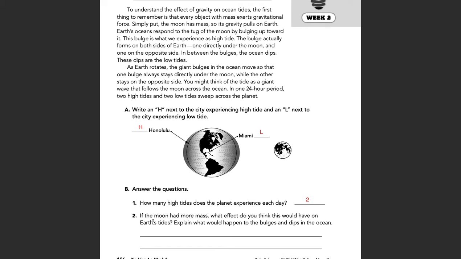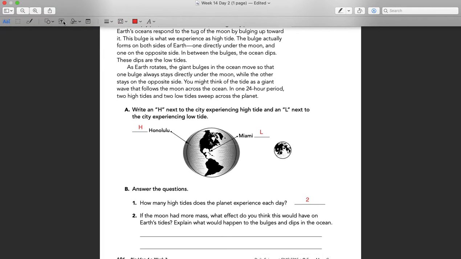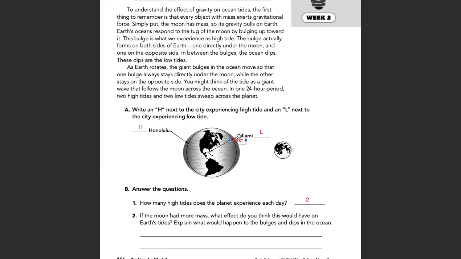And then, if the moon had more mass, what effect do you think this would have on Earth's tides? Explain what would happen with bulges and dips in the ocean. Well, if the moon had more mass, that means it would have more of a gravitational force. So if it has a greater gravitational force, it's going to just have a greater pull on Earth, which is going to create higher high tides and lower low tides.